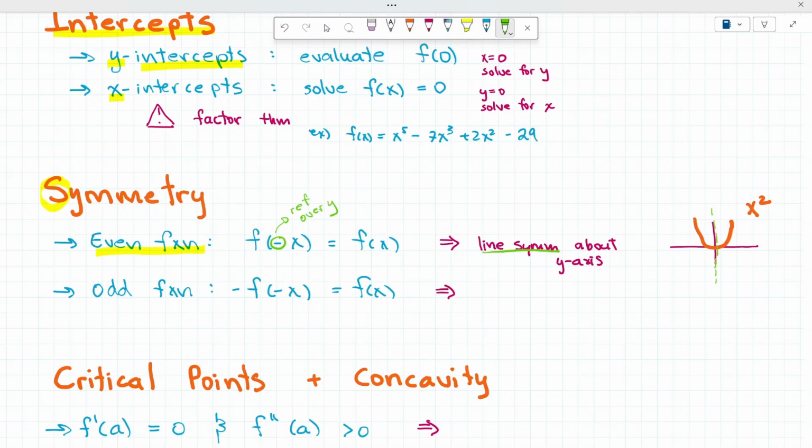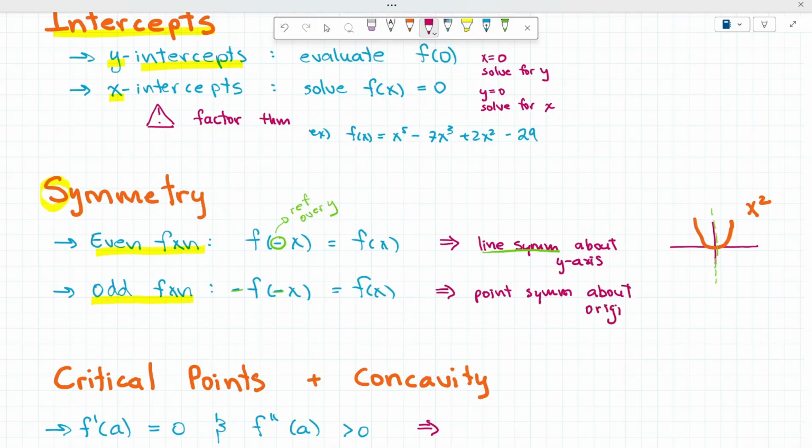Okay, so the second type of symmetry that you can have is when you have an odd function. So when you have an odd function, you can see that you have your negative f of negative x equals your original function. So when this occurs mathematically, that means that you have point symmetry about the origin. So let's write that down.